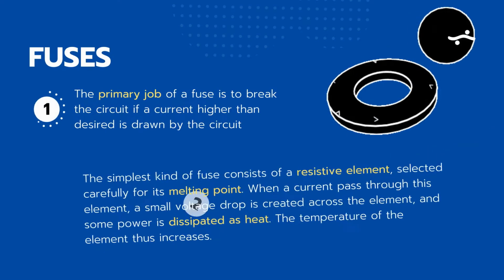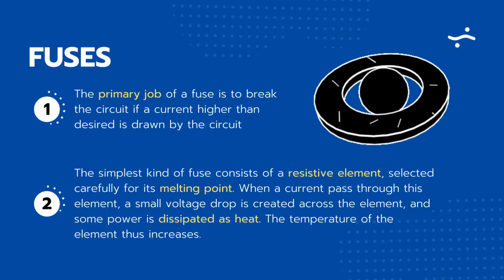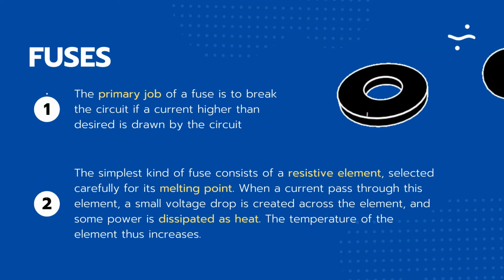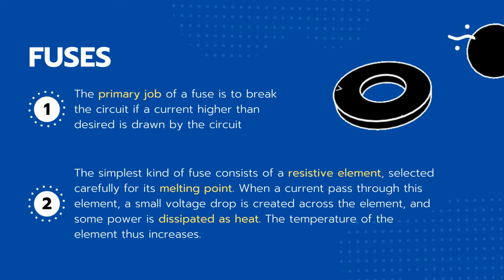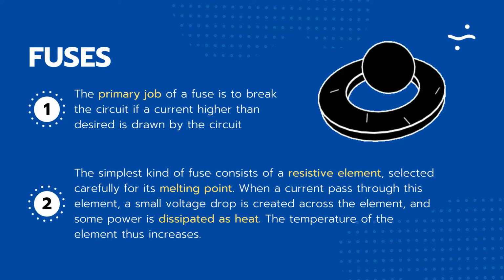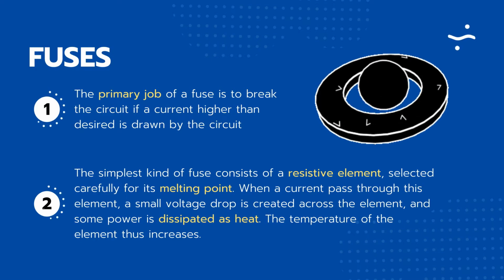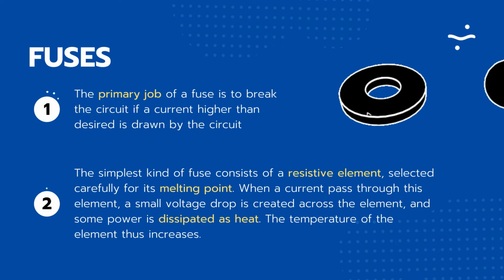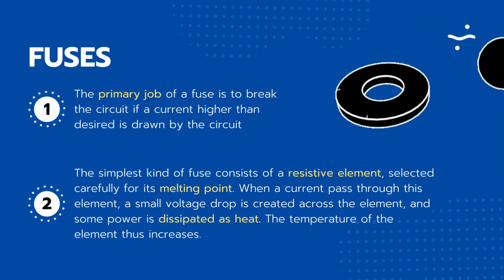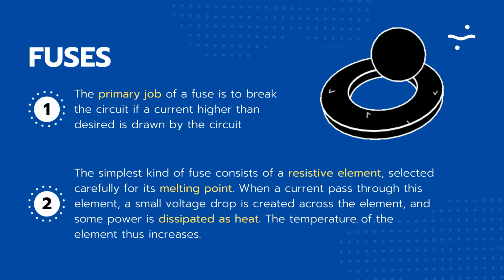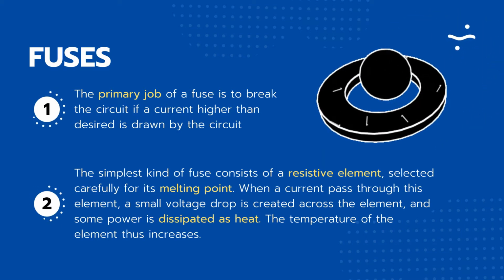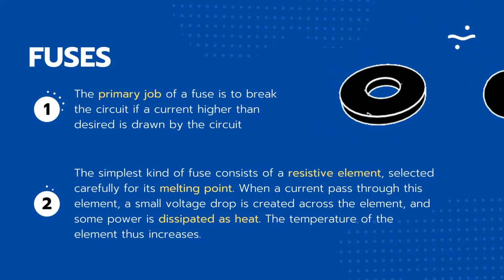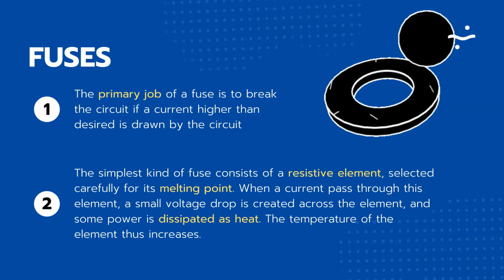As a continuation, how does a fuse work? The primary job of a fuse is to break the circuit if a current higher than desired is drawn by the circuit. The simplest kind of fuse consists of a resistive element, selected carefully for its melting point. When a current passes through this element, a small voltage drop is created across the element, small enough so the circuit downstream won't be affected, and some power is dissipated as heat. The temperature of the element thus increases.